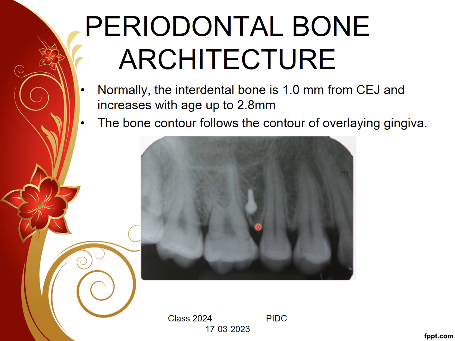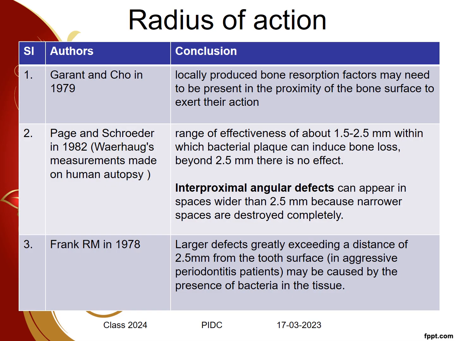So coming on to the periodontal bone architecture, your general periodontal bone architecture is one in which it is just 1 mm below your CEJ line and increases with age up to 2.8 mm. So the bone contour also follows the contour of the overlying gingiva. So coming on to the radius of action, there were several authors who gave what is the radius of action, till when what occurs, how this bone loss occurs. So whenever there is any locally produced bone resorption factor, for example, calculus, if it is present in proximity to the bone surface, then it is easier to exert the action.